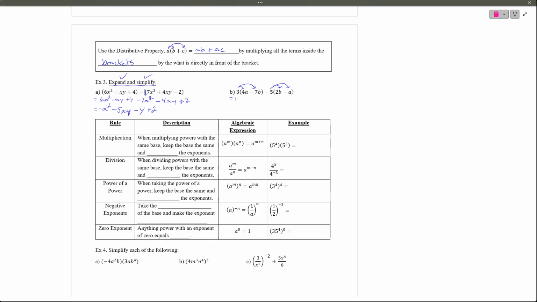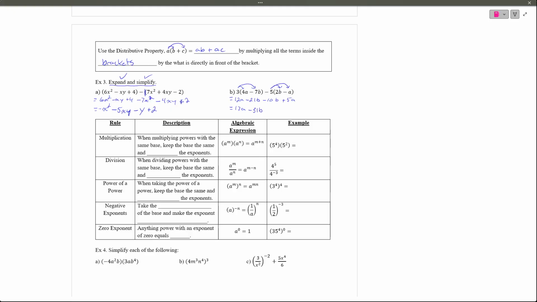3 times 4a, that's 12a. 3 times minus 7b, that's minus 21b. All right, now we have minus 5 times 2b, that's minus 10b. And then we have minus 5 times minus a, that gives us positive 5a. So we collect our like terms and simplify here. Do I have any just a's? I got 12a and plus 5a, so that gives me 17a. Now we have negative 21b minus 10b, so that's negative 31b. And that's it. That's as simple as that one's going to get.